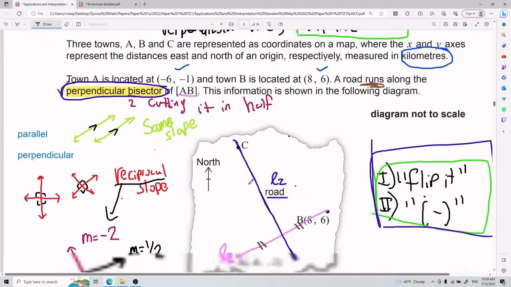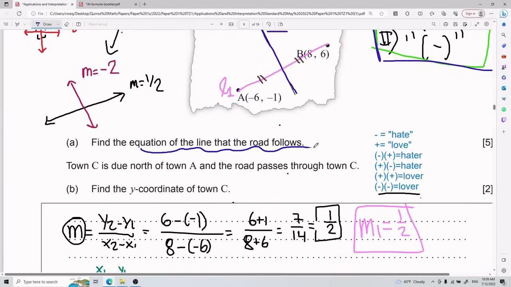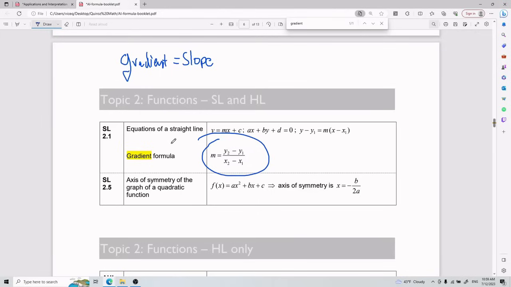All right. So for the equation of the line that the road follows, which is L2, I already have the slope. There's a couple of ways for finding the equation of a line. The one that I think is the best, which I think is in your formula booklet.